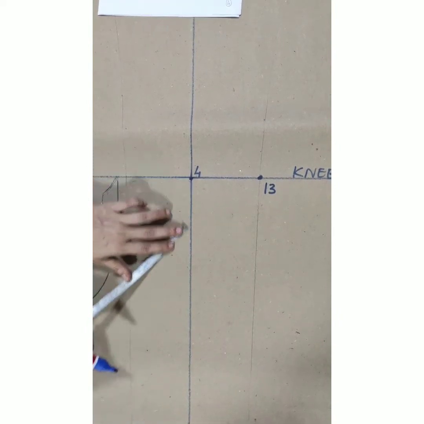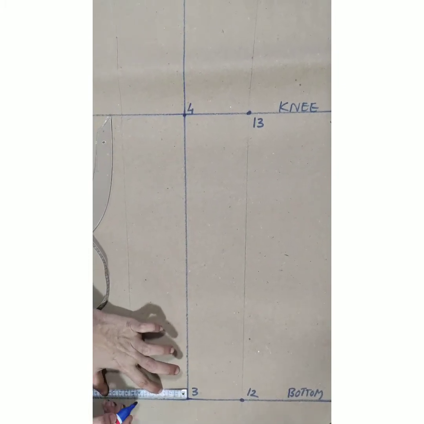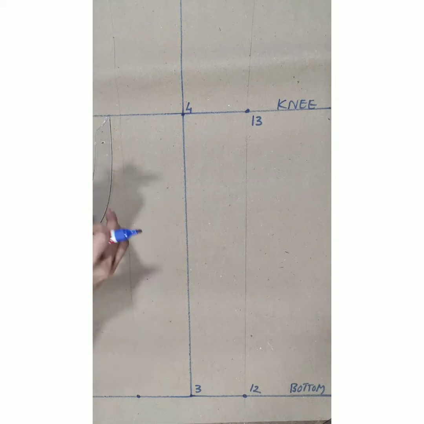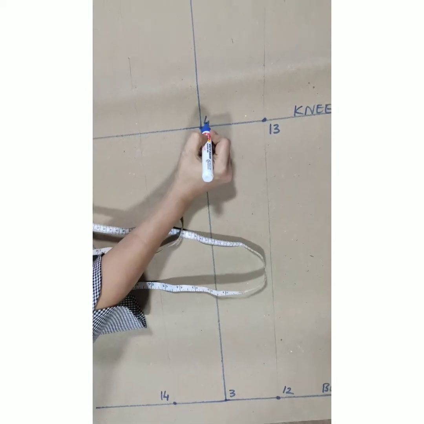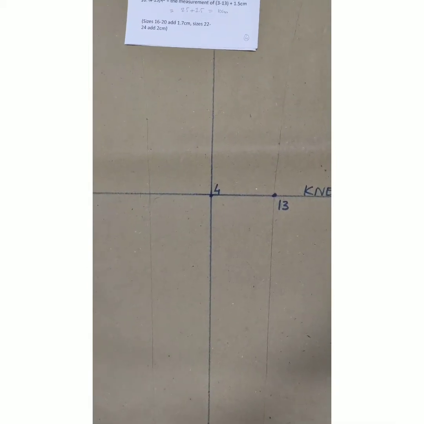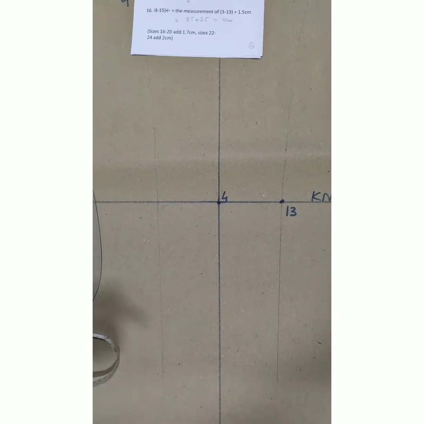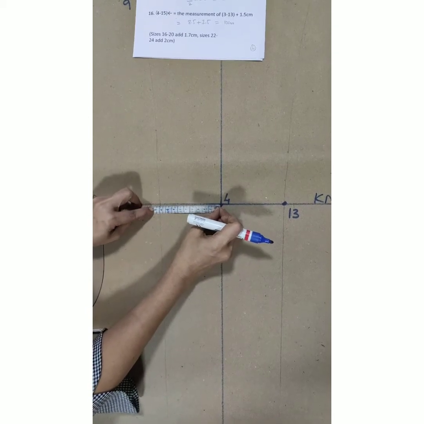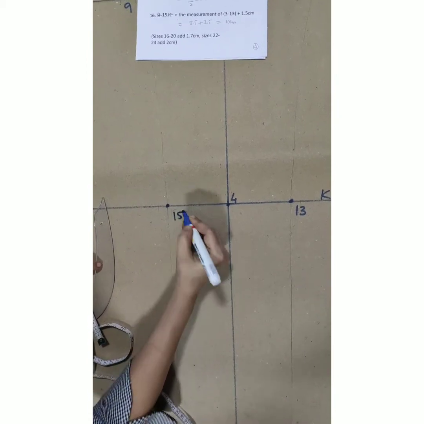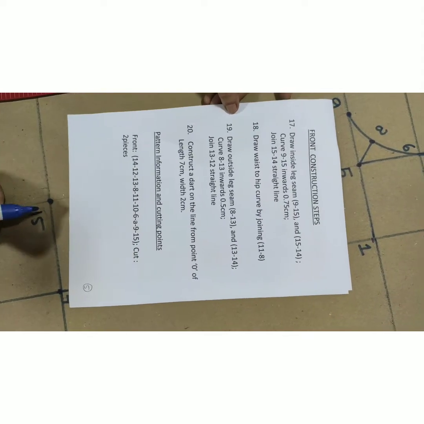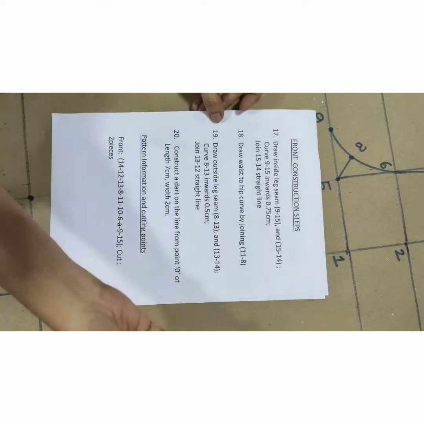Right? Now 3 to 14, again half of trouser bottom width minus 0.5 centimeter, which is 8.5 centimeters. This is point number 14. Right? Again, now 4 to 15 is the measurement of 3 to 14 plus 1.5, which is 10 centimeters. So you are marking 10 centimeters from 4. Right? This is point number 15. After marking 15, you are going to join 9 to 15, 15 to 14. You are going to join in seam and out seam.